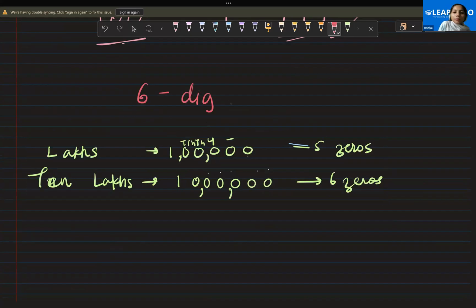Done, ma'am. Okay. After writing 6-digit numbers, write these terms, lakhs and 10 lakhs, and write the whole thing. And do one thing, Humaira. The first number gives a lot of space between them, right? So that you can write it like, okay, wait.